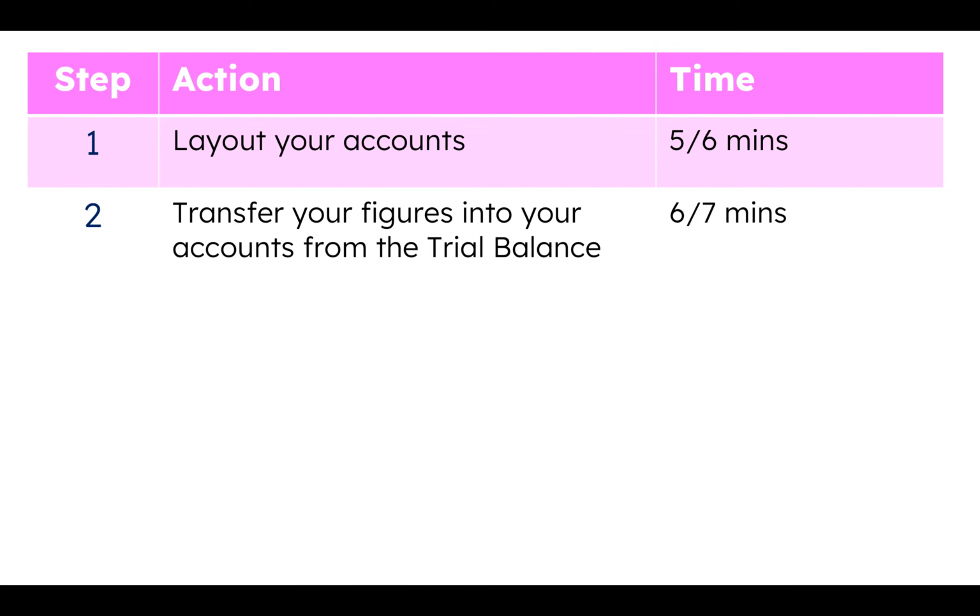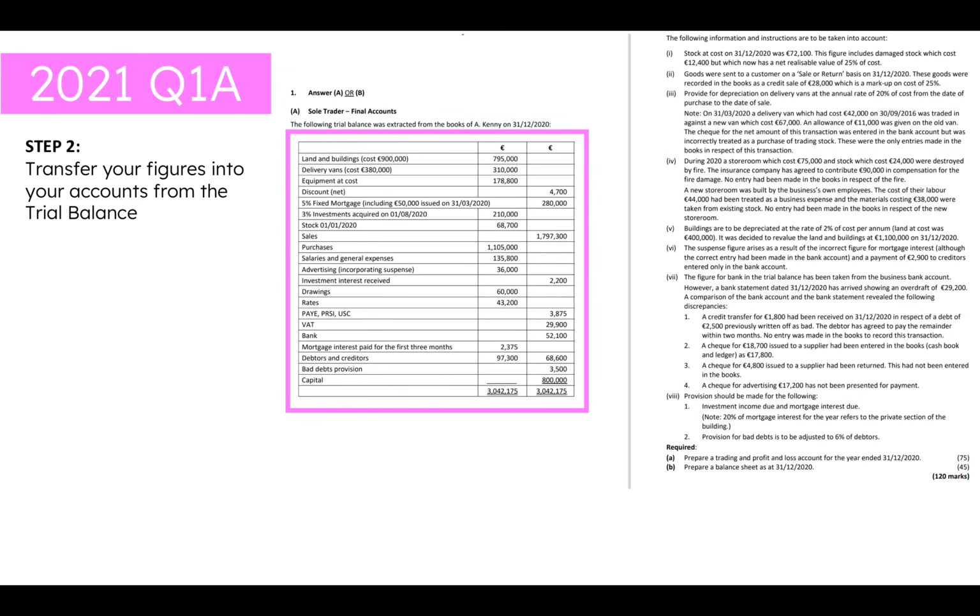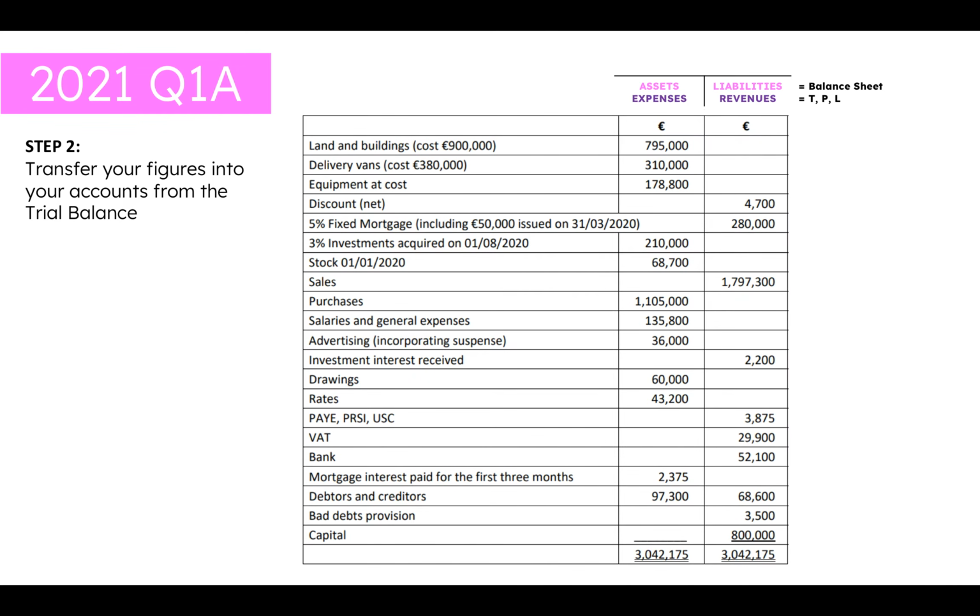Step 2 is to transfer all your figures into your accounts from the trial balance. So every single figure in the trial balance should be entered into the trading profit and loss or balance sheet somewhere. Okay, you need to remember, all right, that the items on the debit side are assets and expenses, with a couple of exceptions to the rule.